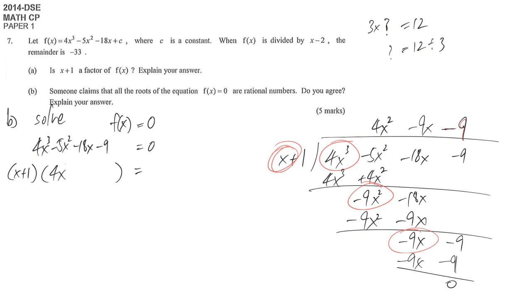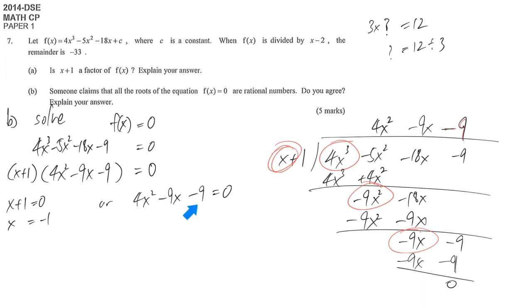So we have x plus 1 times 4x squared minus 9x minus 9 equal to 0. We successfully write down that something times something equals 0. So by the zero product rule, either the first factor is 0 or the second factor is equal to 0. So x is equal to negative 1, and then this polynomial has gone down from power 3 to power 2, which is quadratic. Then we know how to solve it.